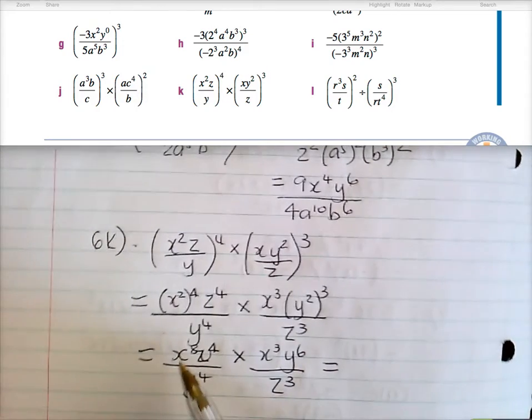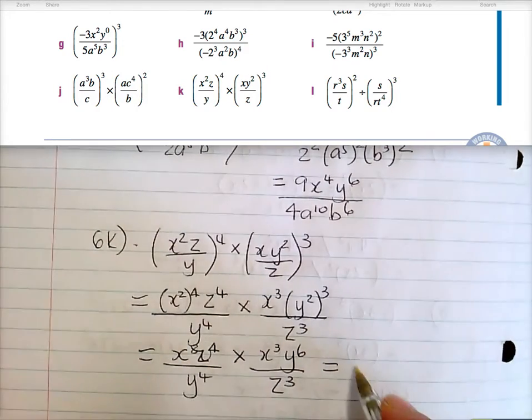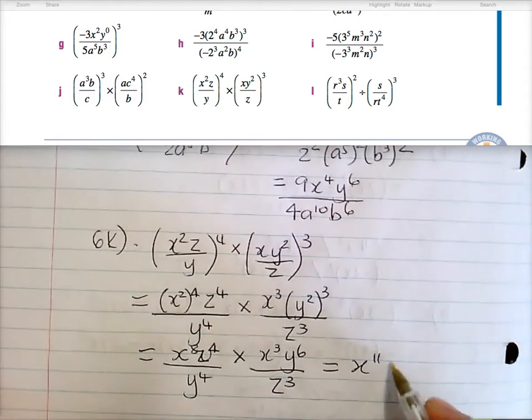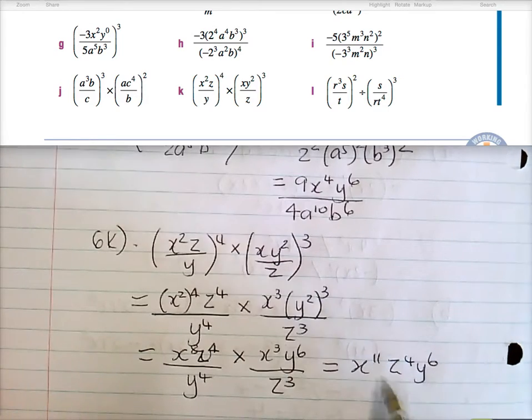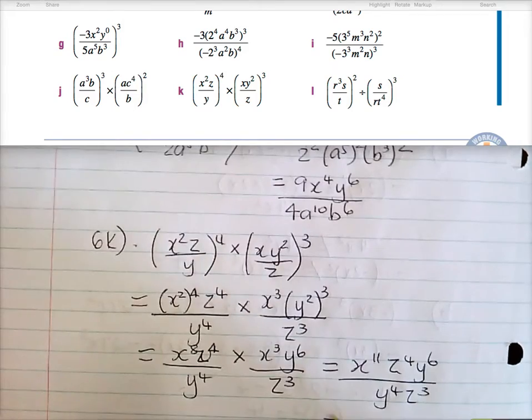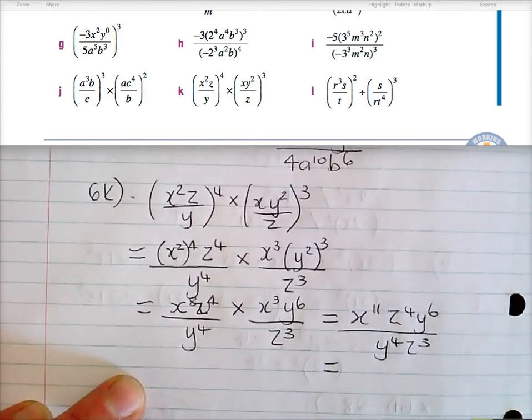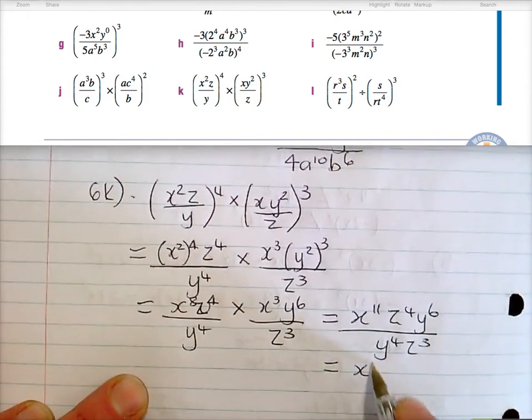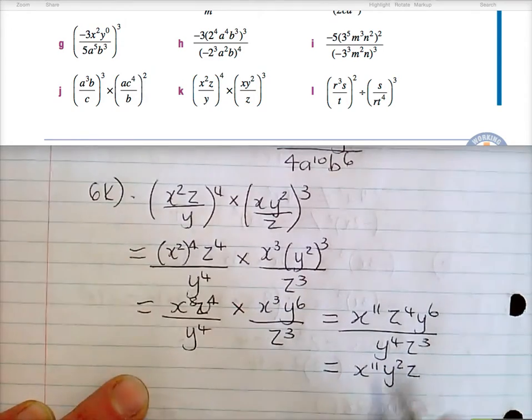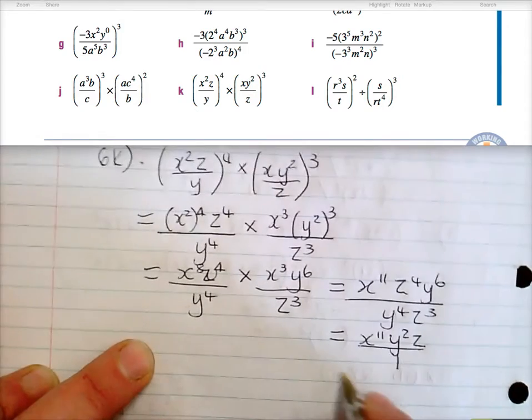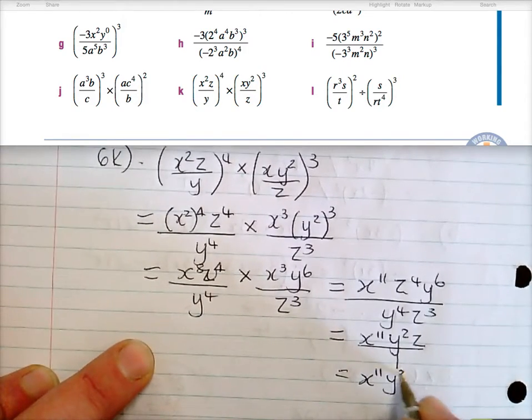And on the numerator, you've got x to the power of 8 times x to the power of 3 is x to the power of 11. Girls, on the numerator, you've got z to the power of 4, y to the power of 6. Multiplying the denominators, you've got y to the power of 4, z cubed. You can see what cancels. Yes? x to the power of 11, 1 z on top, and y squared on top. The denominator will be 1, so just get rid of the denominator. x to the power of 11, y squared z.